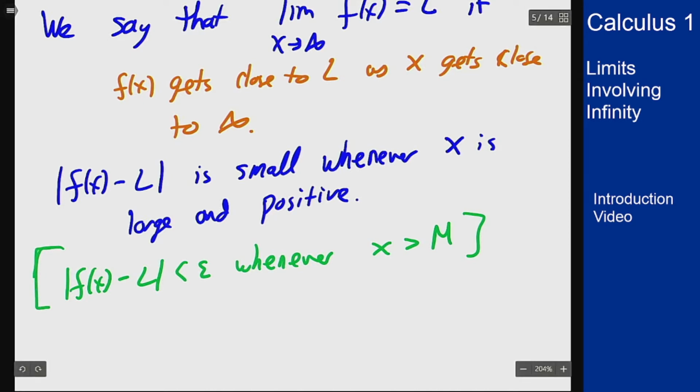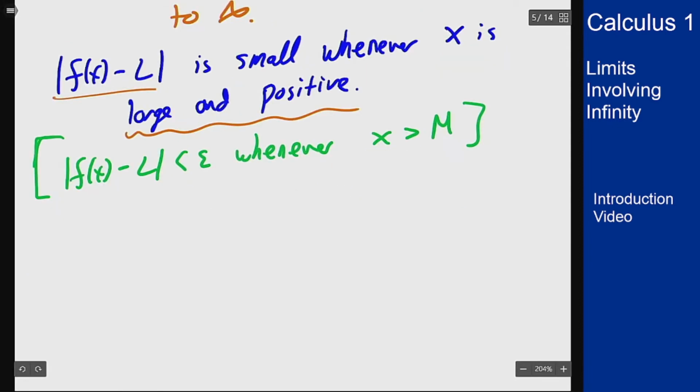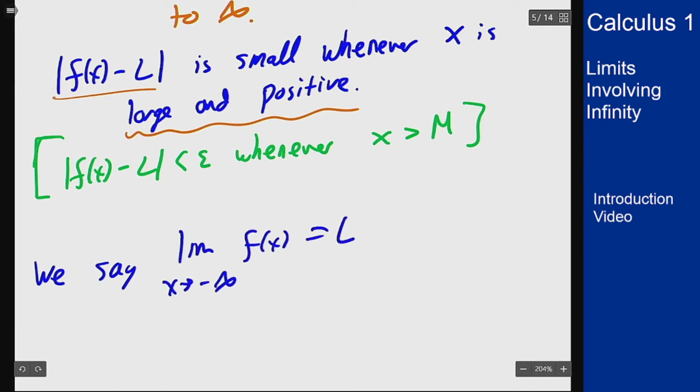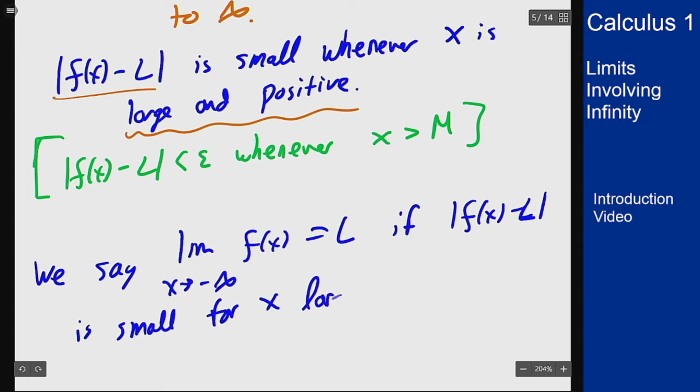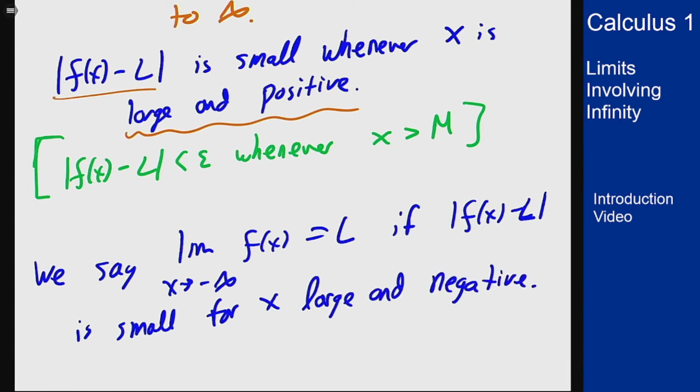I'm thinking as x gets really large and positive, this needs to be small to say this limit goes to L. And similarly, we use the limit as x goes to minus infinity of f of x equals L if the absolute value of f of x minus L is small for x large and negative. So going way, way to the left side of the number line, way off to minus infinity.